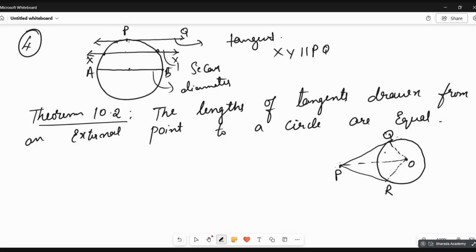And we have this angle. This is 90 degree. So this is also 90 degree. Why is it 90 degree? Because the radius and the tangent will make a 90 degree angle. So by all this given data, we can prove that the two triangles are congruent.